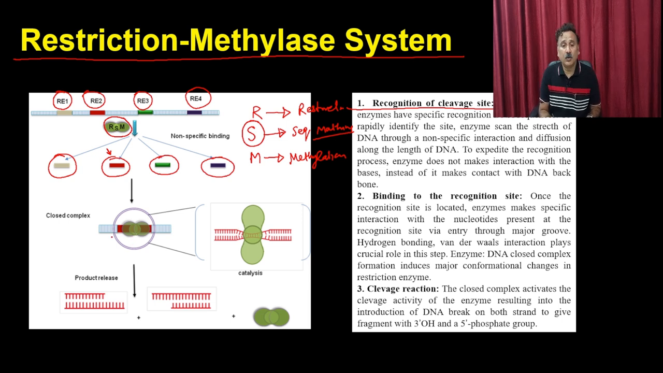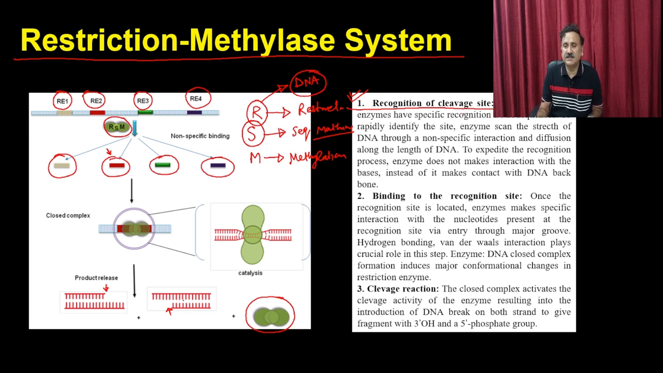When it forms the closed complex, the R subunit gets access to the DNA, and as a result it catalyzes the DNA cleavage, cleaving the DNA at its recognition sites and generating DNA fragments. Once this happens, the restriction enzyme is released from the DNA. So, it is a three-step process.